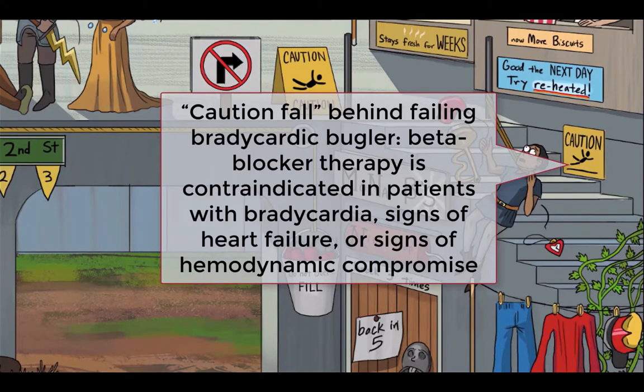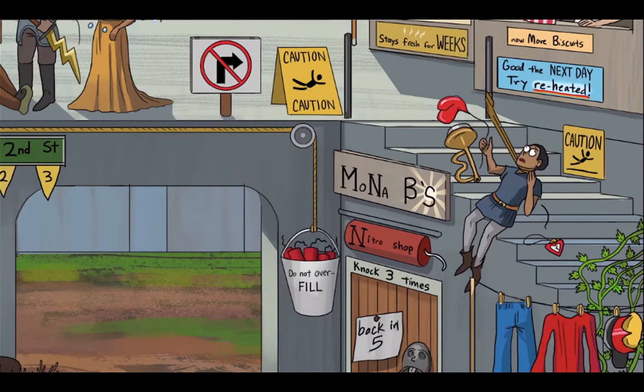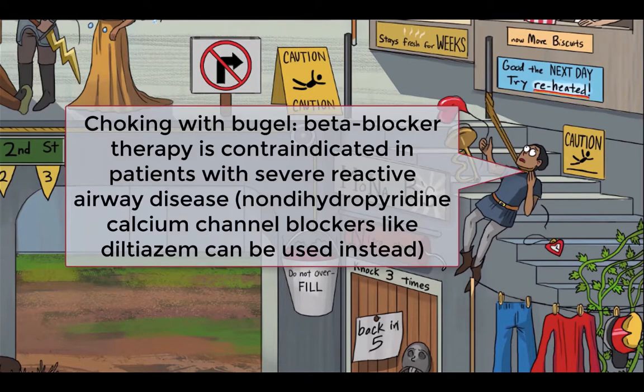Watch out though. Beta blockers are contraindicated in patients with bradycardia, signs of heart failure, or signs of hemodynamic compromise. Hence the caution sign behind this bugler carrying our symbols for heart failure and bradycardia. And why is he choking? It's a reminder that patients may have an allergy to beta blockers, or beta blockers may precipitate bronchospasm in some patients with underlying reactive airway disease. If this is a concern, a non dihydropyridine calcium channel blocker can be used instead.